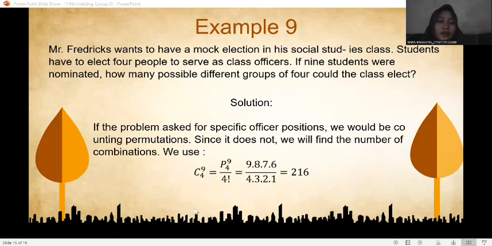The solution is, if the problem asked for specific officer positions, we would be counting permutations. Since it does not, we will find the number of combinations. We use combination 9 of 4 equals permutation 9 of 4 divided by 4 factorial. Permutation 9 of 4 equals 9 times 8 times 7 times 6, divided by 4 factorial, which is 4 times 3 times 2 times 1. So it equals 126.